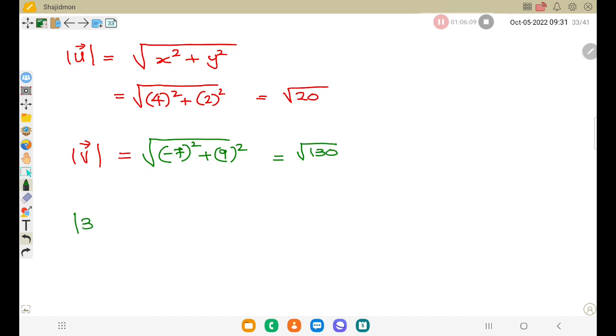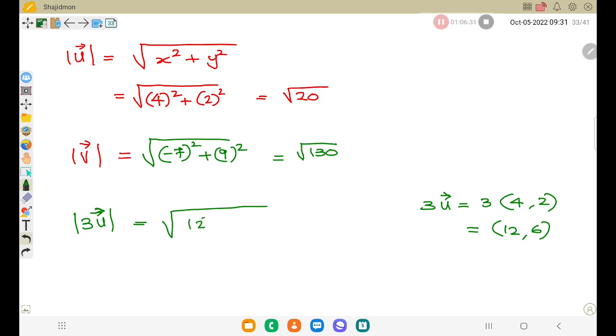Now the absolute value of 3 times vector u. This is the next one. First we can calculate what is 3 times vector u. We can do it simply like this. 3 times vector u means 3 times (4, 2), which is (3 multiply 4, 3 multiply 2) equals (12, 6). So we can do root of 12 power 2 plus 6 power 2, correct?